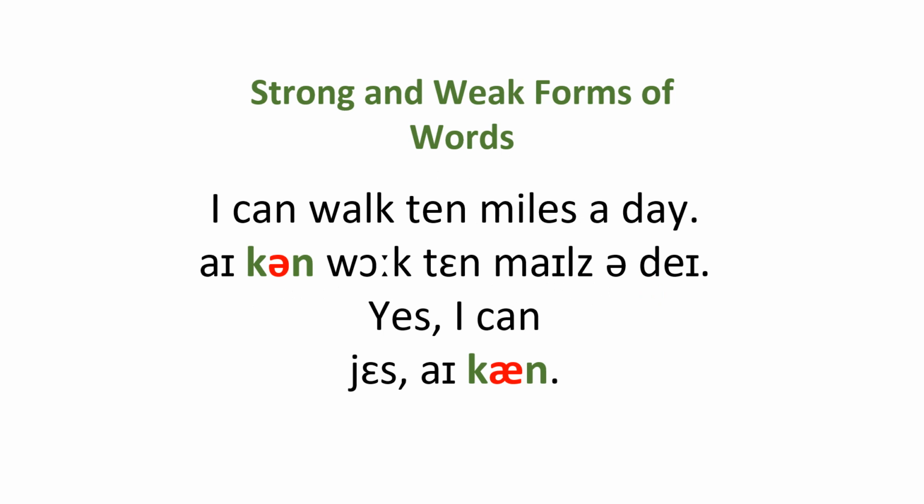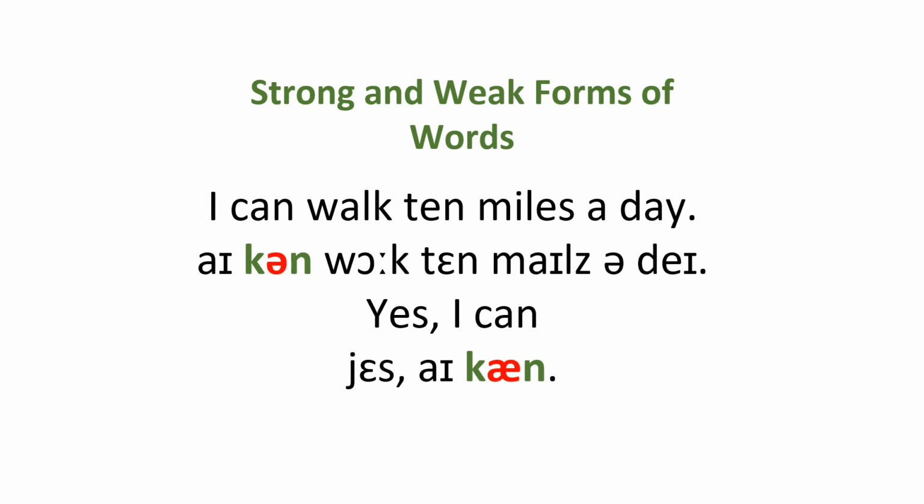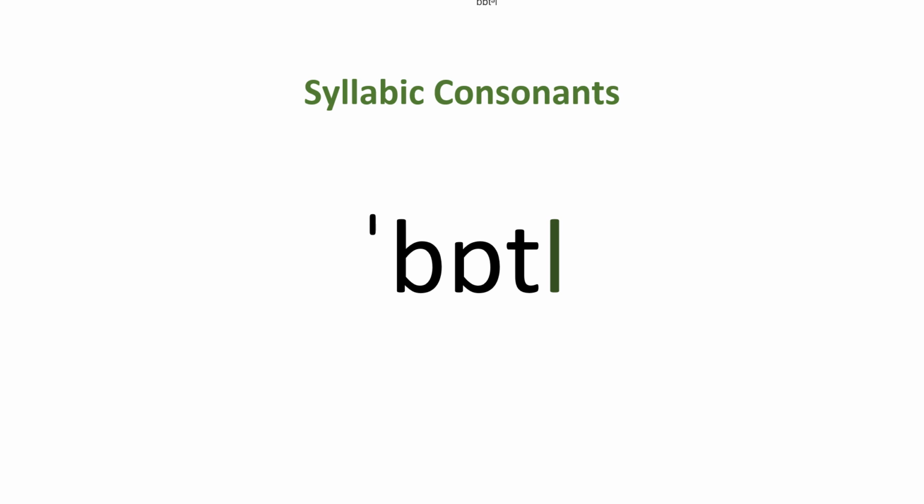Certain words in English have both strong and weak forms, primarily determined by their position in a sentence and the speaker's emphasis. Function words typically use their weak forms unless emphasized or placed at the end of a sentence. An example of this is the word can. I can walk 10 miles a day. Yes, I can. I can walk 10 miles a day. Yes, I can.